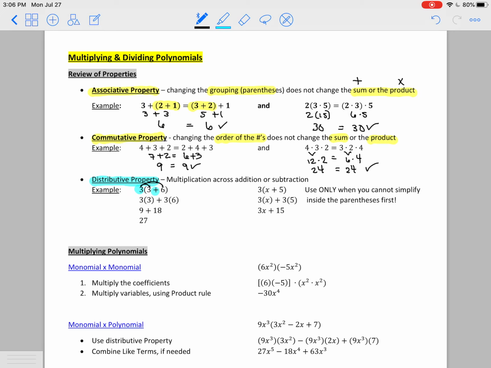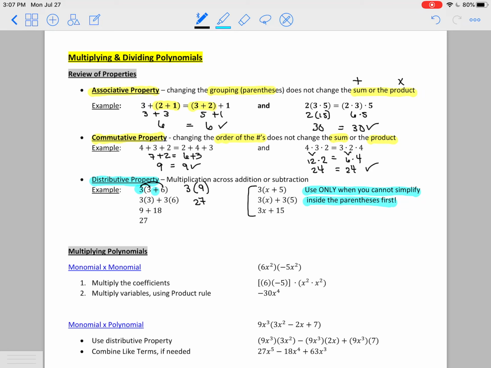Now, I want you guys to also take a look at my little note over here. I want you to only use it when you cannot simplify inside the parenthesis first. So if we go back to our original example, we could have simplified this to a 9, right? And it's so much faster to do that. So if you can simplify inside your parenthesis, meaning you have like terms that you can combine inside your parenthesis, please do that first. It really alleviates errors, especially when we start throwing a lot of negative signs in there. So you don't need to use distributive property for that one.